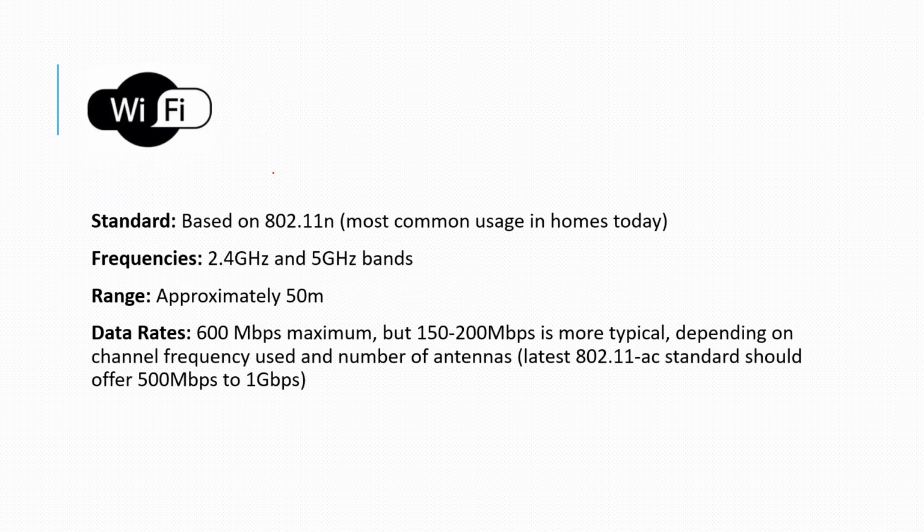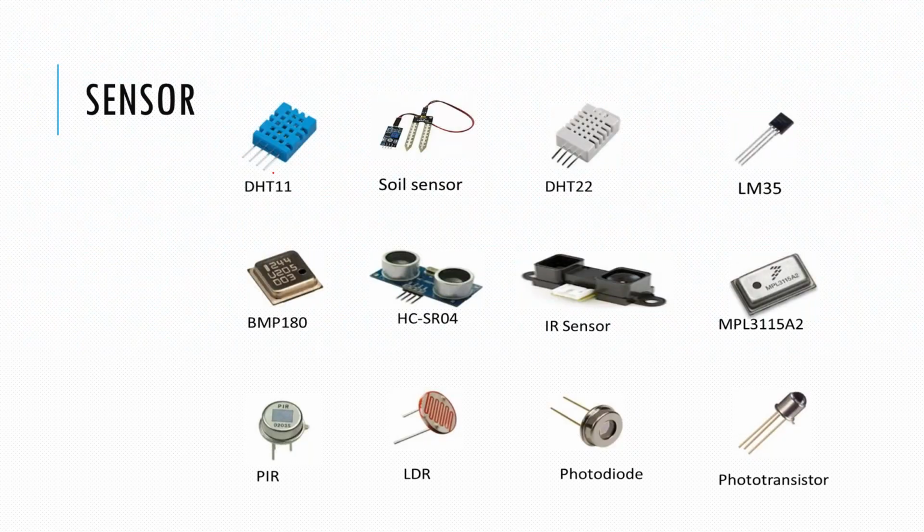Okay, same thing you can see here also. There are different sensors, and based on our applications we can use them, like DHT11 for temperature and humidity, and DHT22 for temperature and humidity, which gives more precise values compared to the DHT11. Soil sensor to sense the moisture level in the soil. Then BMP180 for atmospheric pressure, HC-SR04 ultrasonic sensor to calculate distance, IR sensor to detect objects, and BL3115A, which is also an atmospheric pressure sensor.